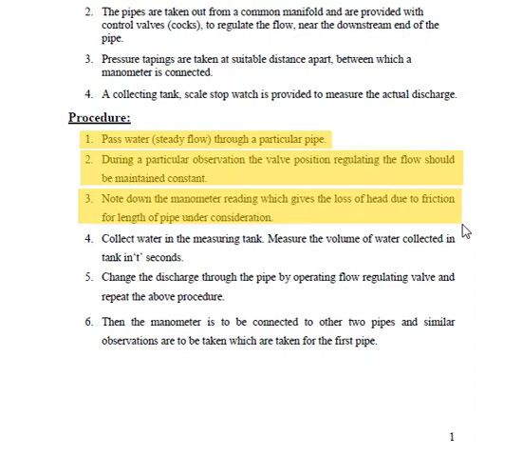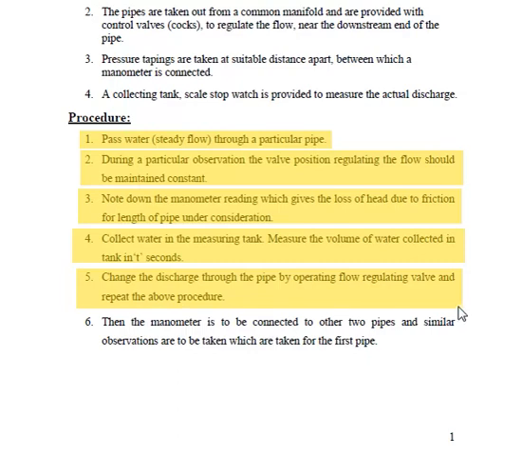Next, collect water in the measuring tank and measure the volume of water collected with respect to time, that is T. Here you can get the actual volume. Next, change the discharge. You have taken one reading; now you can change the discharge by varying the flow control valve, and then you get a varying delta H. So delta H will vary keeping the diameter of the pipe constant.